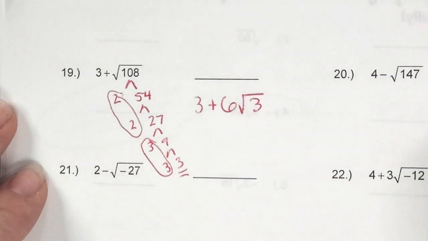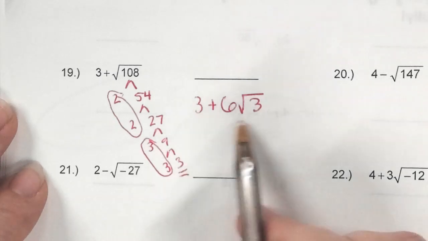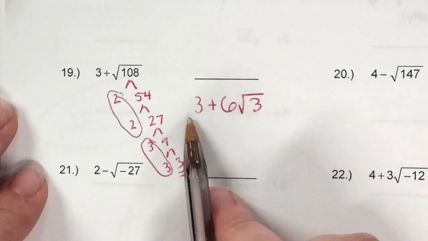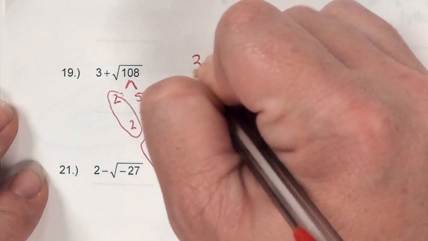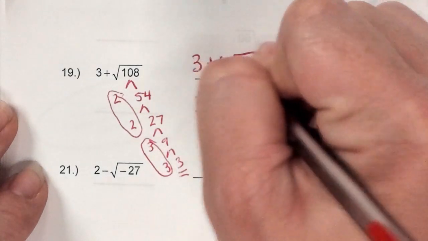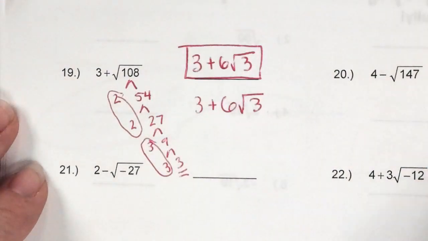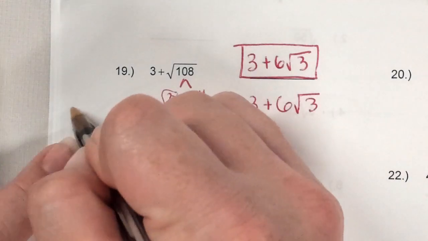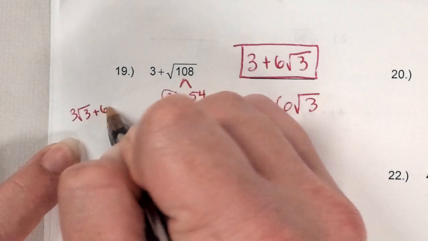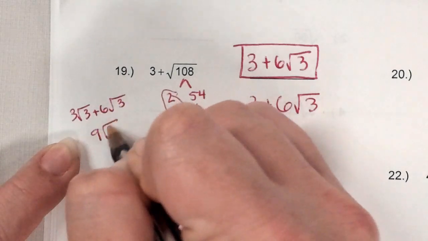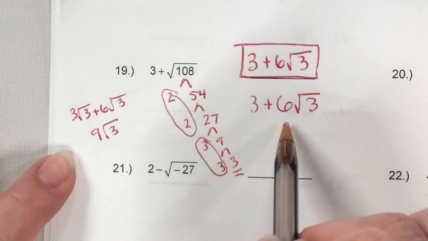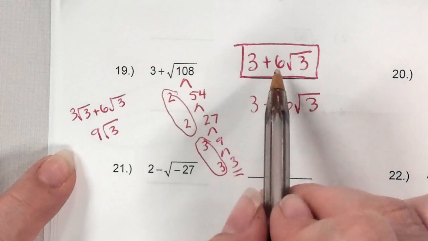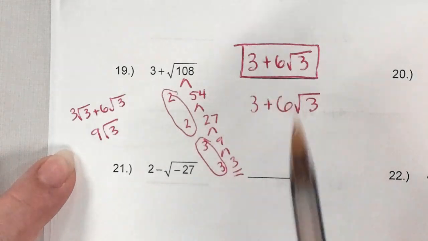Can I simplify this? No, why not? Because you gotta add. They are not like terms. 3 does not have a root 3, therefore they cannot combine. So that's my answer. To be like terms, you would have had to have 3 root 3 plus 6 root 3, and then you would have gotten 9 root 3. That's what like terms looks like. Is that what we have? No. That's why we couldn't combine. Does that make sense?